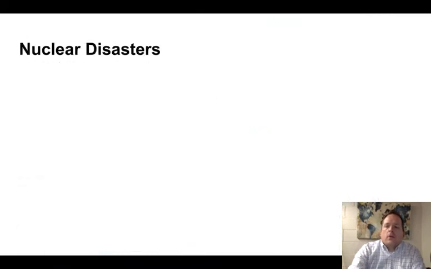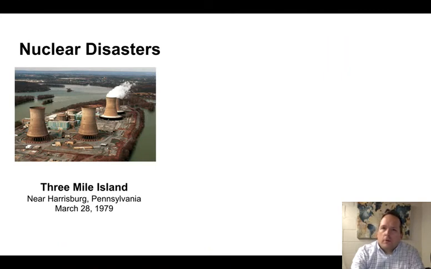So the big ones, at least that I remember in my lifetime, I was a little kid when this happened, but Three Mile Island, which is near Harrisburg, Pennsylvania, had a nuclear reactor. And it had a cooling problem in March of 1979. And so there was a good deal of radiation released during that cooling problem.